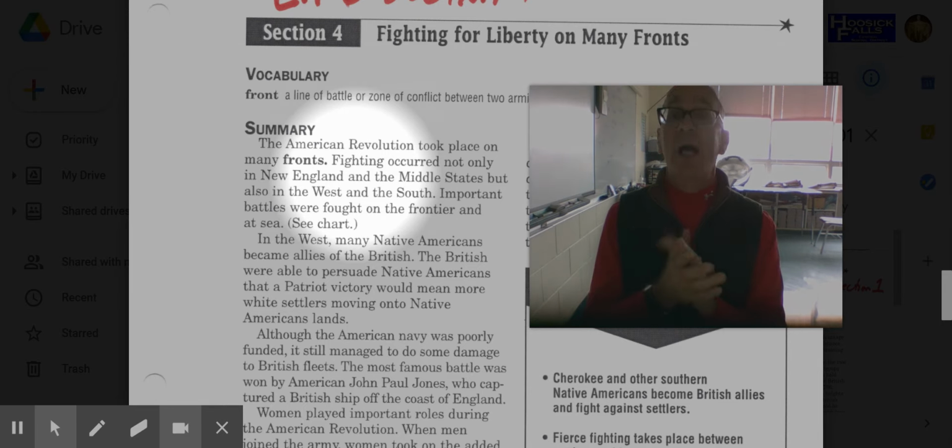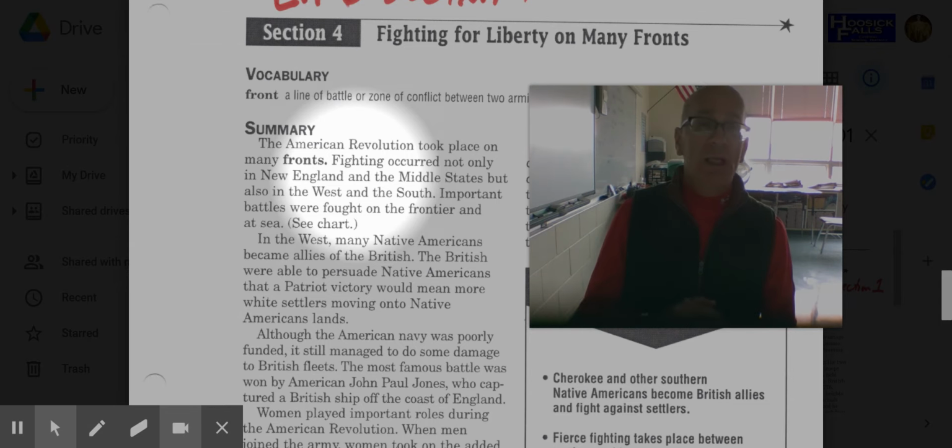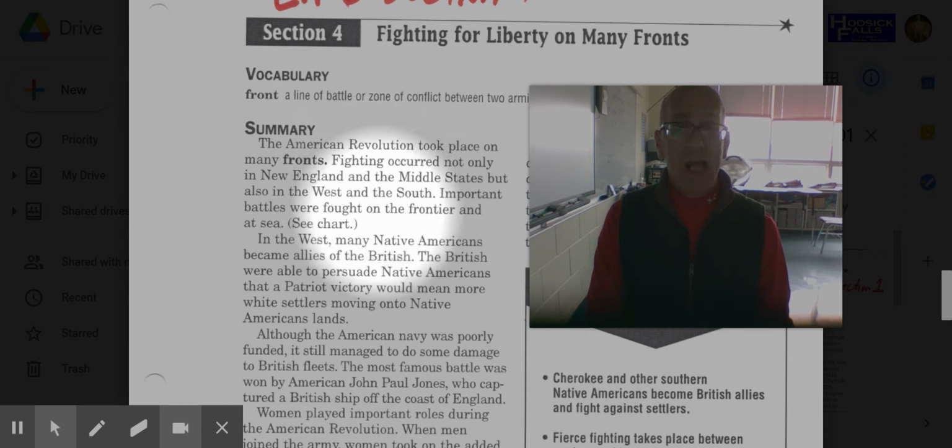When we talk about the West, we're really talking about the area west of the Appalachian Mountains and south of the Great Lakes, the Ohio River Valley, and south along the area around the Mississippi River. That is where most of the fighting is going to take place when we talk about the West, and also fighting in the American South.